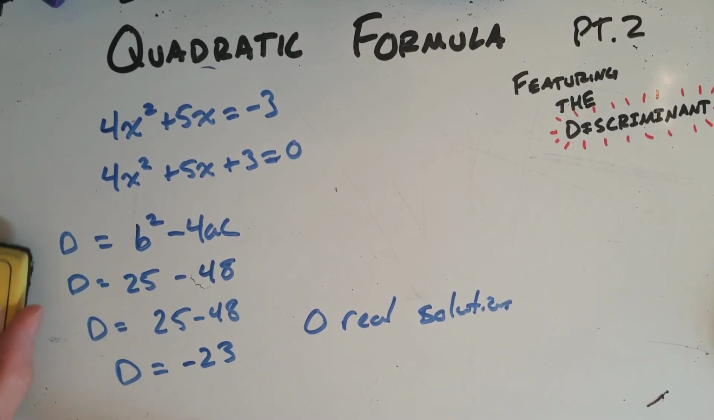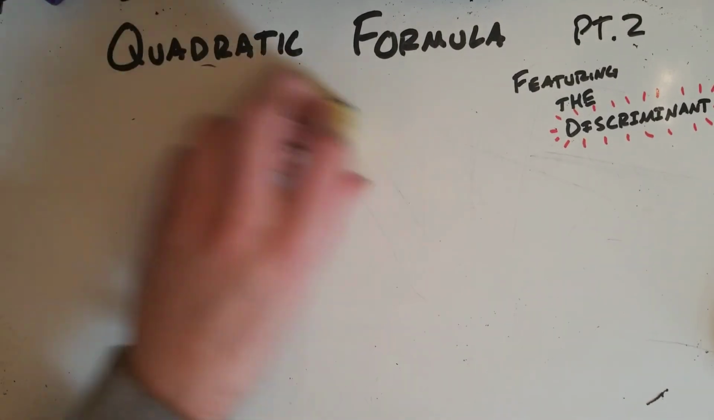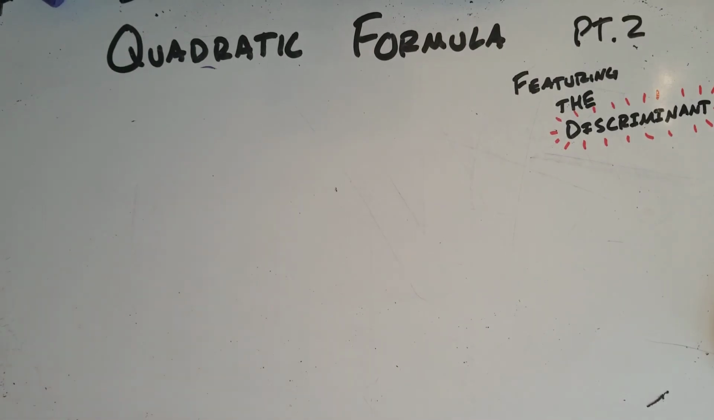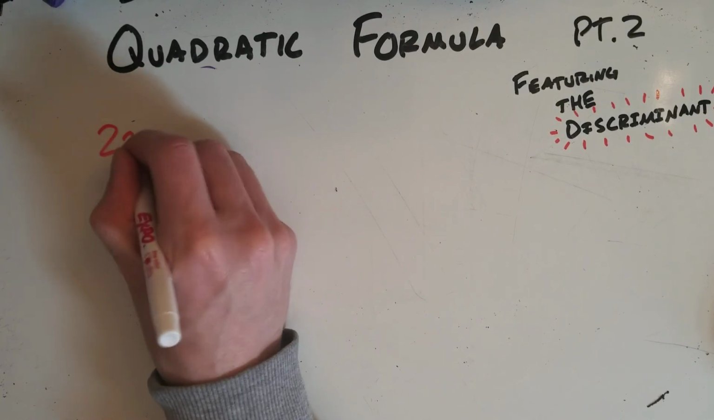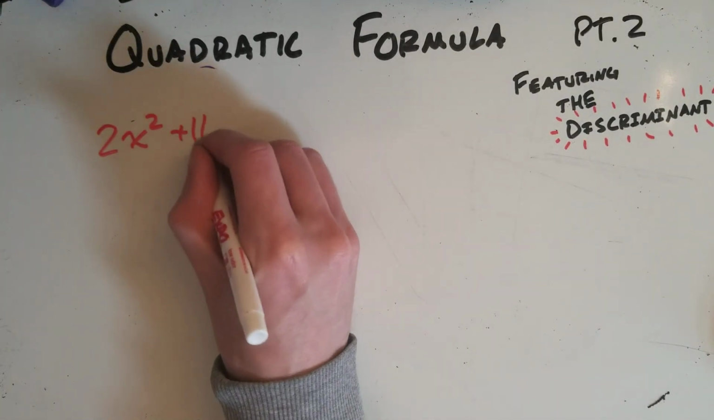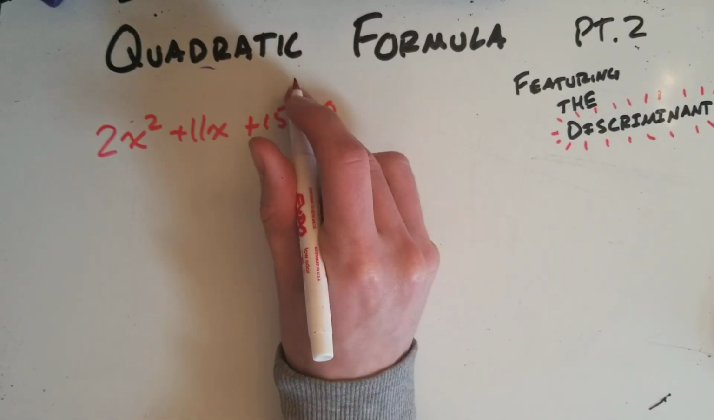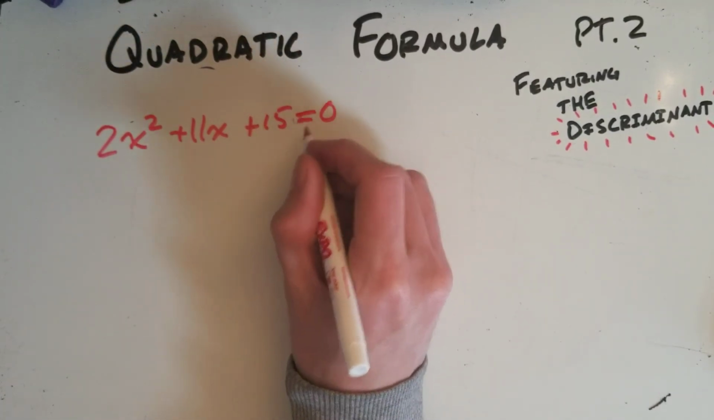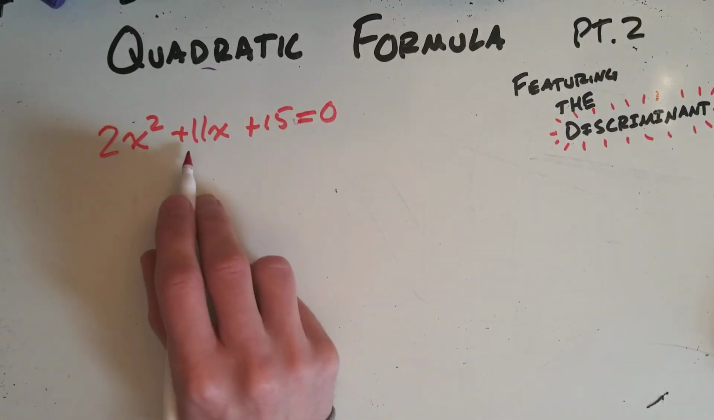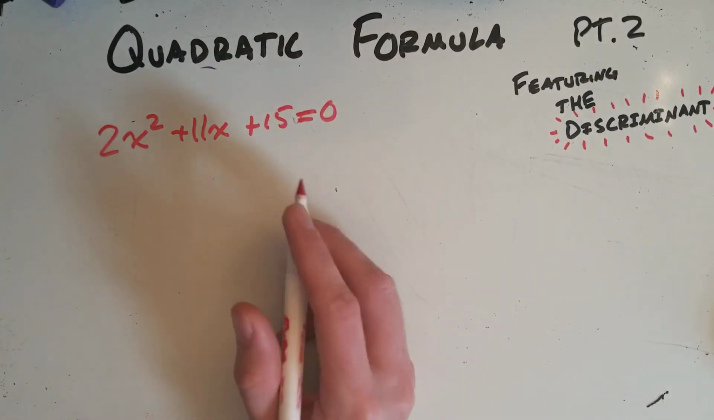All right, we're going to try one more. You can try some of these on your own. Our next one, we have the quadratic 2x squared plus 11x plus 15 equals 0. Notice we're in the right form. We've isolated 0 on one side, ax squared plus bx plus c. That's what makes it a quadratic.